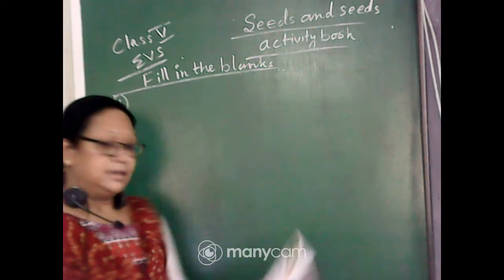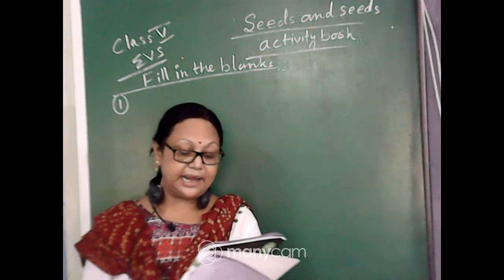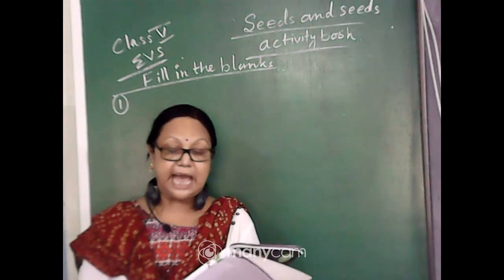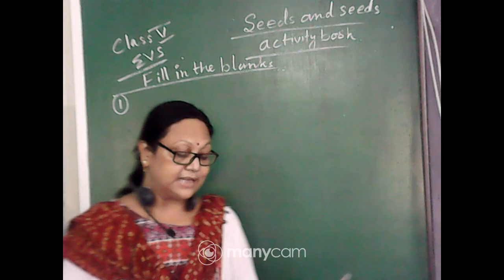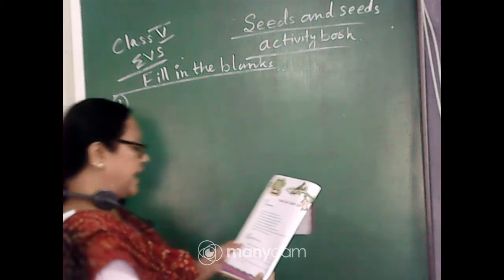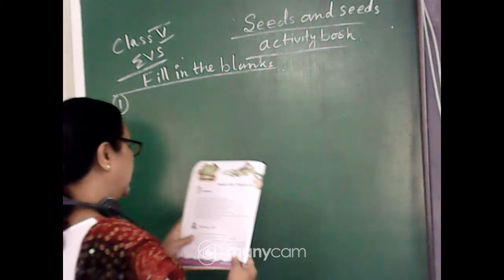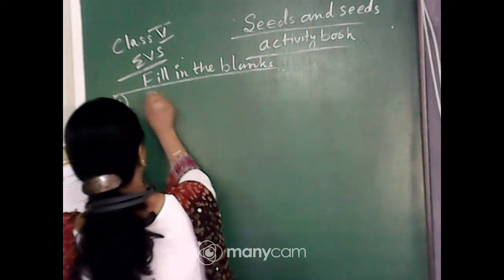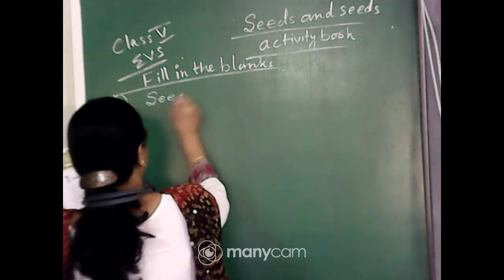Number 1, the statement is given here: air and water are essential for dash germination. Naturally, it is seed. So, air and water are essential for seed germination. Write down seed germination.